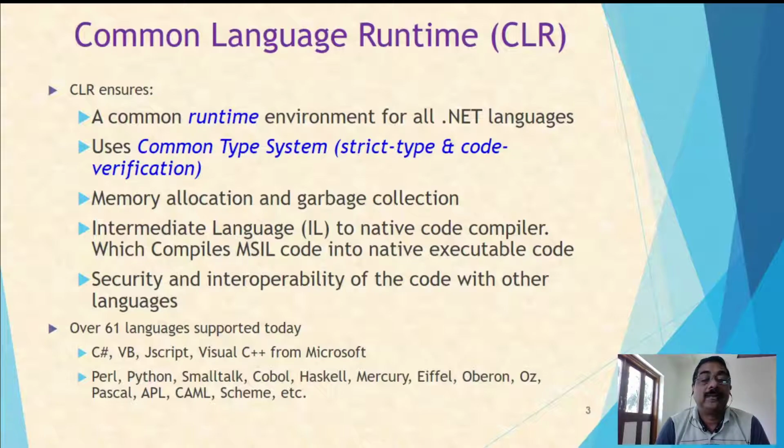Over 61 languages are supported today: C#, VB, JavaScript, Visual C++ from Microsoft, as well as Perl, Python, Smalltalk, COBOL, Haskell, Mercury, Eiffel, Oberon, OZ, Pascal, ABL, Camel, Scheme, etc. So overall, around 61 languages are supported today with the .NET architecture.